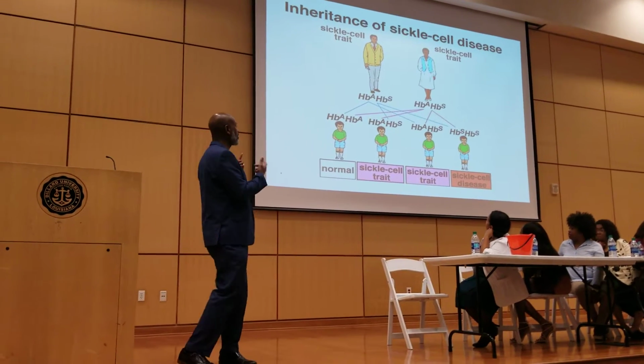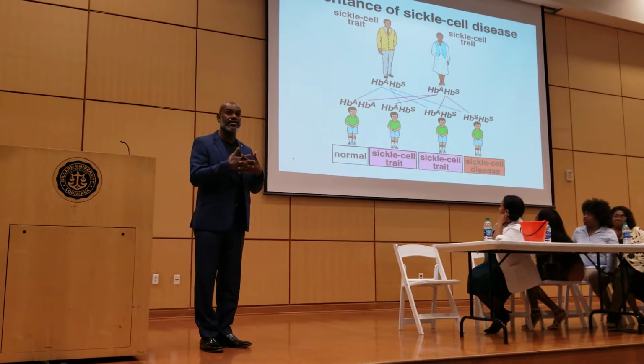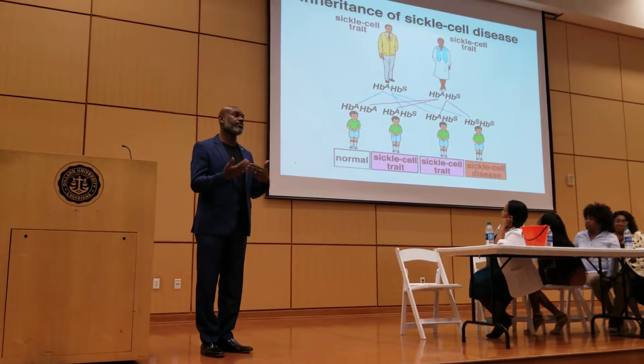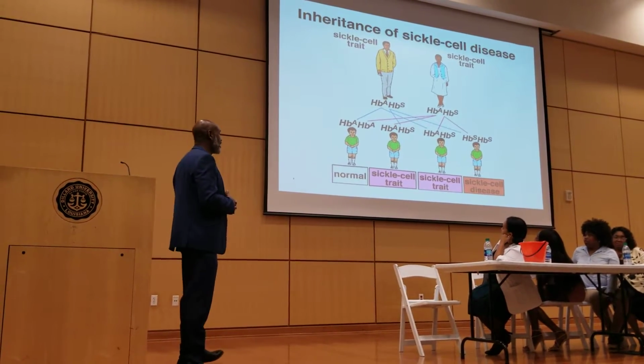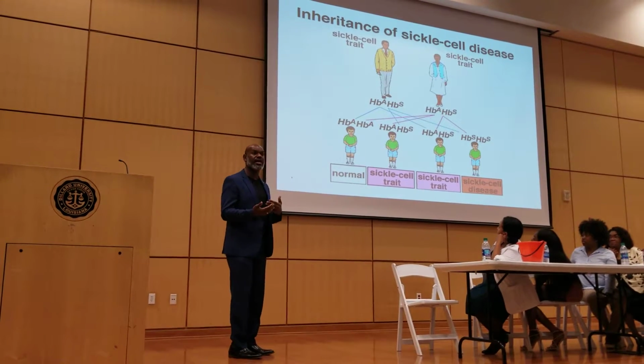If two people carry the trait, we would tell them you have a 1/4 chance of having a child who has sickle cell disease. And that can then come into play if they are planning their family and deciding whether they want to have children or not.